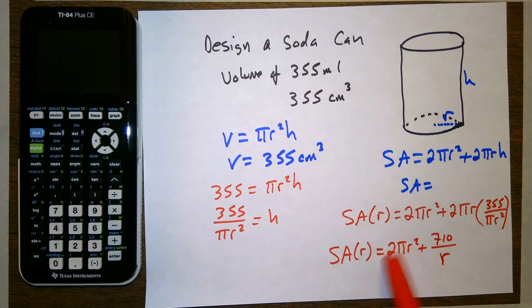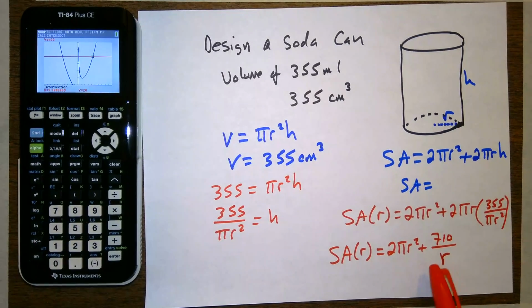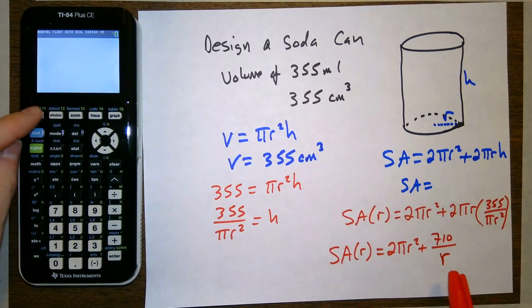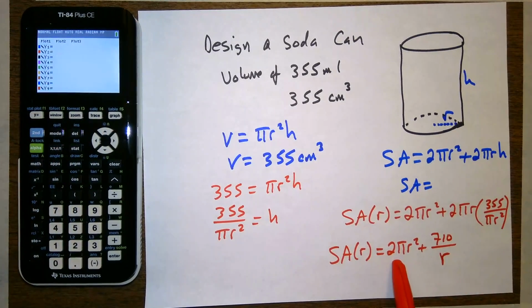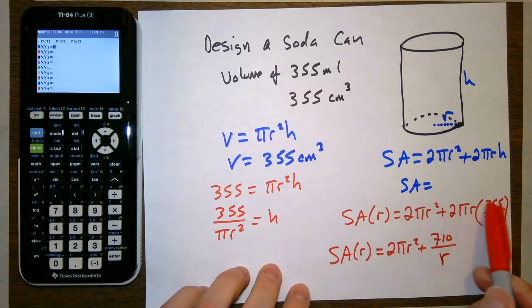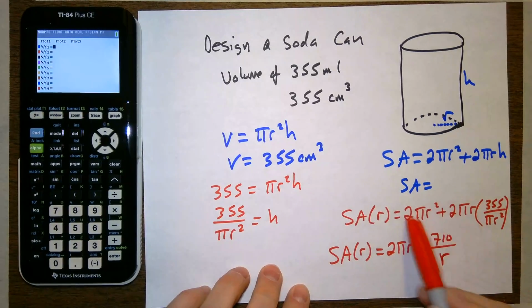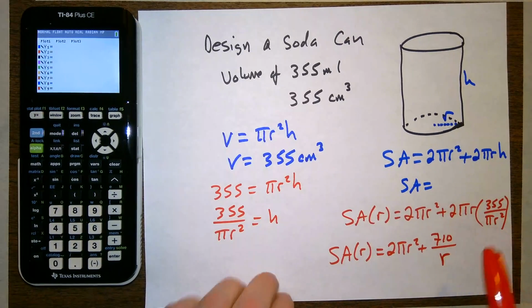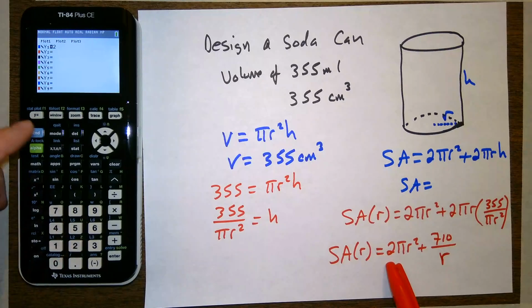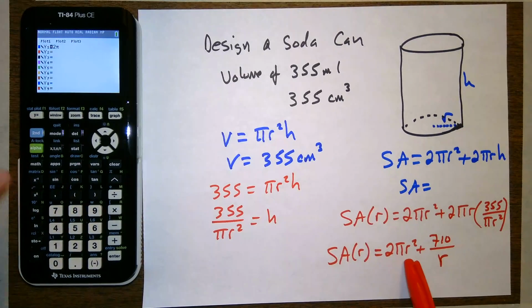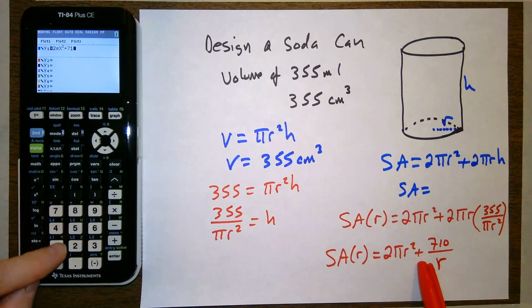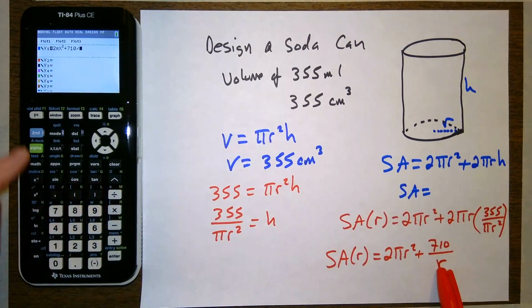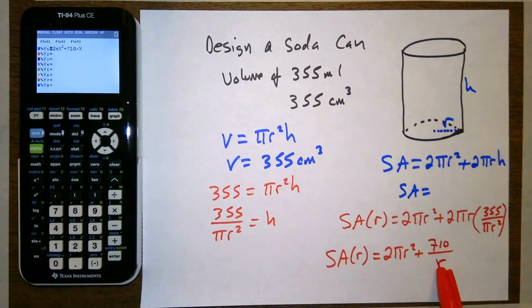I'm going to do the calculator. We've seen this before. We kind of know what this is going to look like. So I go to my y equals. I'm going to clear this out. Clear. I'm going to put this formula in. I could put this formula in right from the substitution without doing any simplifying at all. 2 pi, my variable button, squared, 2 pi r squared, plus 710 divided by my variable button, the radius.